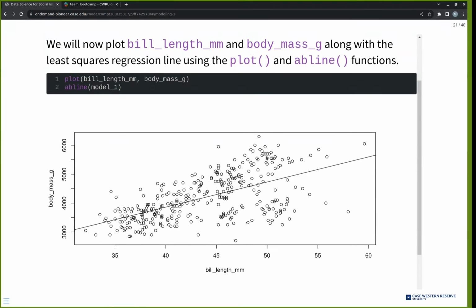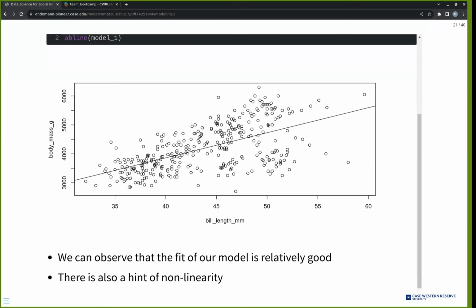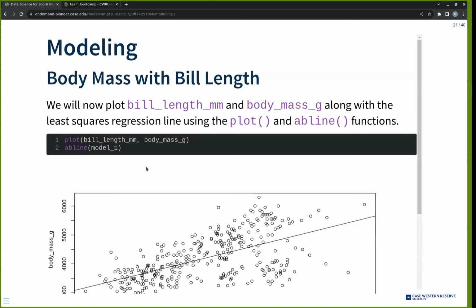So you see the model one fit. The fit is not very good, but it is relatively good for a one variable fit. It's decent, and there also seems to be a hint of non-linearity. You can see there's a slight parabolic shape in this fit. So the actual values might even fall on a parabola, but we don't know yet.